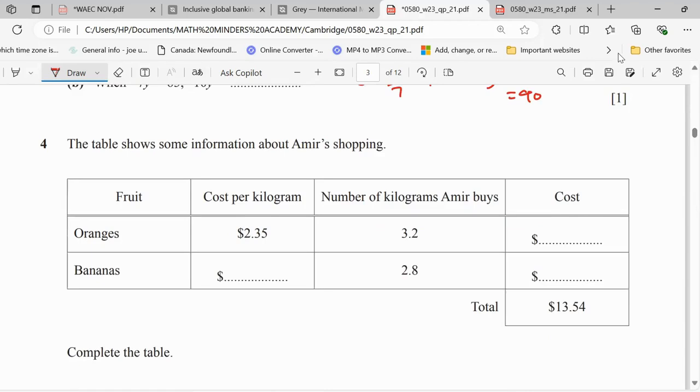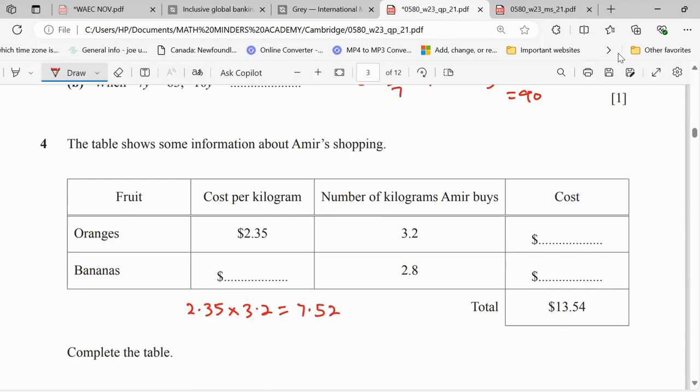Now, number 4, the table shows some information about Ami's shopping. So we have this information: fruit, cost per kilogram, number of kilograms Ami buys. Then that's the total cost. So oranges will cost $2.35 per kilogram, and 3.2 kilograms are bought. What's the total cost? The total cost here will be 2.35 times 3.2. And that will give us 7.52.